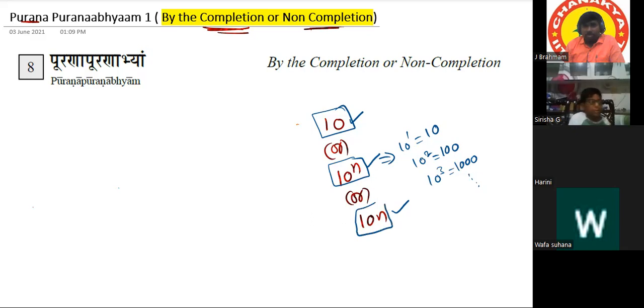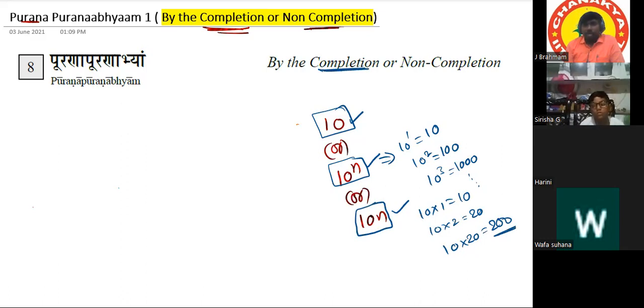And what is meant by 10 multiples? 10 into 1, that is 10. 10 into 2, nothing but 20. 10 into 20, nothing but 200. Okay, so these are the multiples of 10. So completion is nothing but making a number as 10 or 10 powers or 10 multiples. It is based on the nearest power of 10 that we are going to deal. And in Vedic terminology, we will call these 10 or 10 powers as base numbers. We will call them as base numbers.